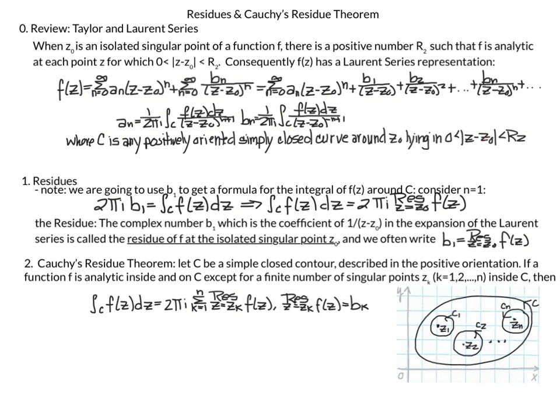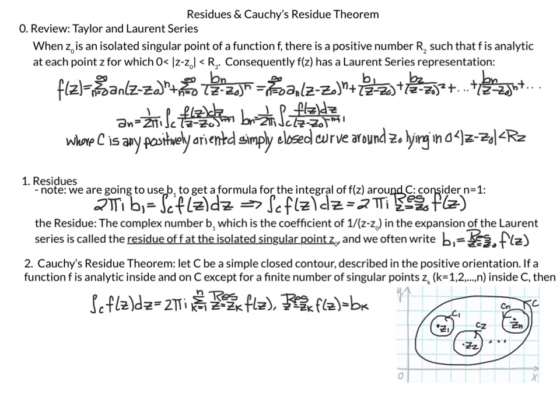When z naught is an isolated singular point of a function f, there's a positive number r2, that's a radius, such that f is analytic at each point z, where the distance between z and z naught is less than the radius r2 and is greater than 0. In other words, our z is not equal to z naught. Otherwise, z could equal 0. Consequently, f of z has a Laurent series representation given by this formula.